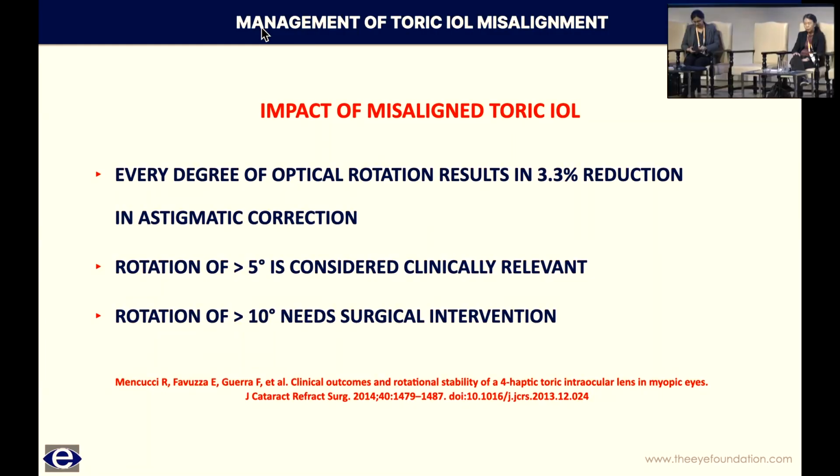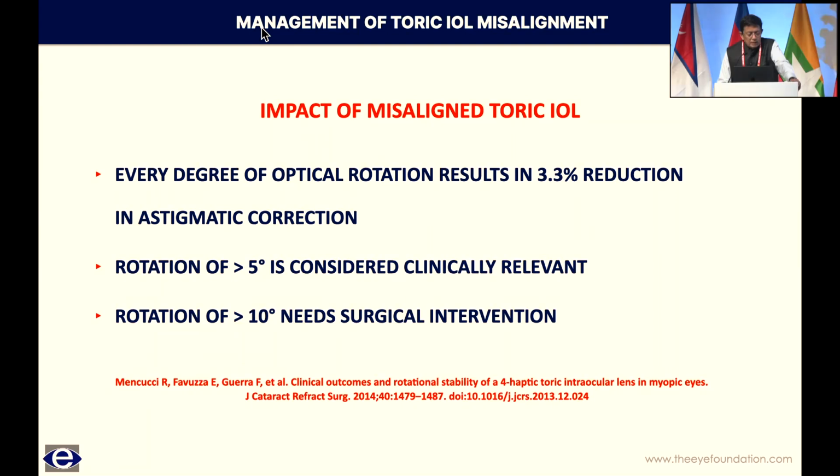To leverage the full potential of a toric intraocular lens, accurate alignment in the capsular bag is extremely critical, and any significant deviation from the intended axis deteriorates the visual function. It's well established that 1 degree of toric misalignment causes about a 3.3% reduction in the astigmatic correction, and rotation beyond 5 degrees is considered clinically relevant, and rotation of anything beyond 10 degrees needs surgical intervention.